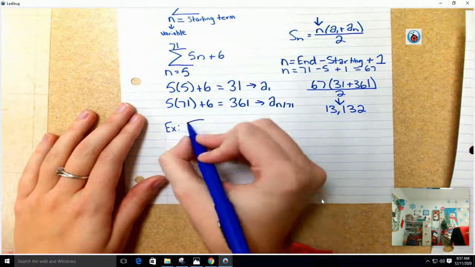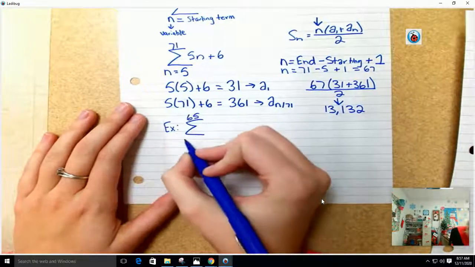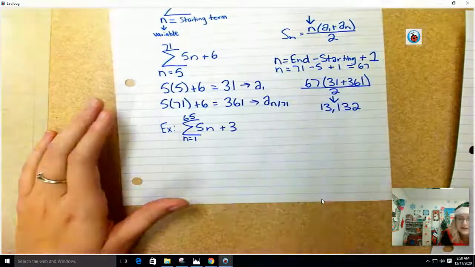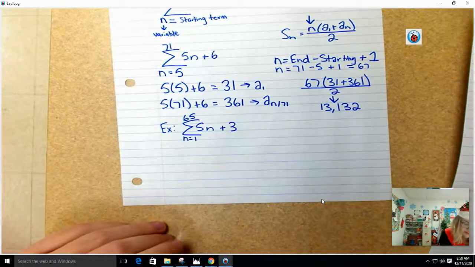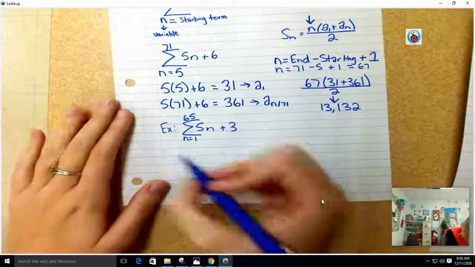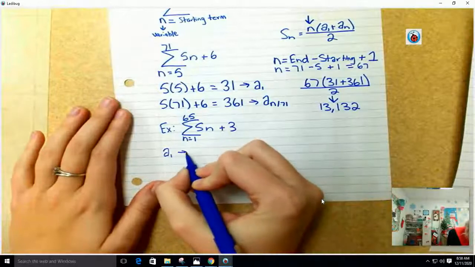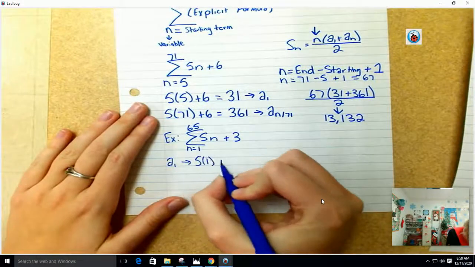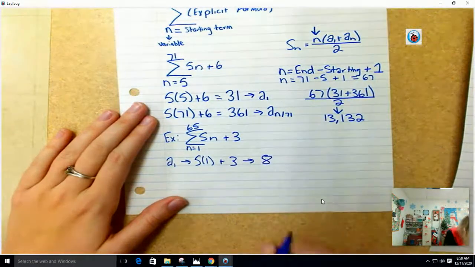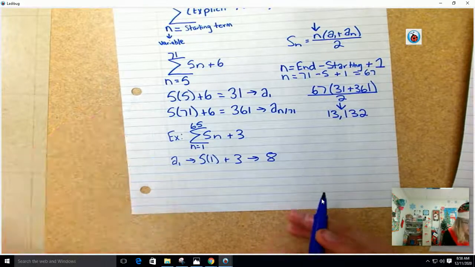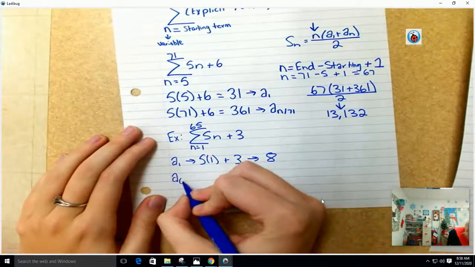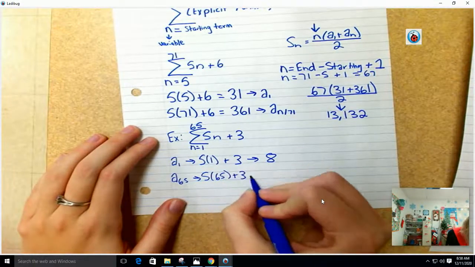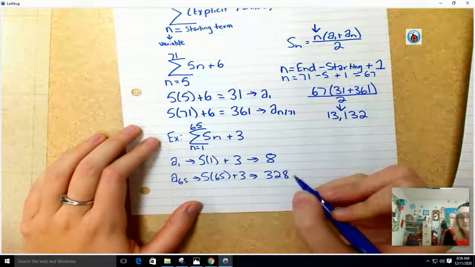If I'm given the sum from n equals 1 to 65 of 5n plus 3. And they won't always be 5n plus something; the two examples I picked just happen to be. We first want to start with our a sub 1, which is whatever number is at the bottom. So 5 times 1 plus 3 is going to give me 8. Then I need to find my a sub n. So a of 65 is going to be 5 times 65 plus 3, which is going to give me 328.